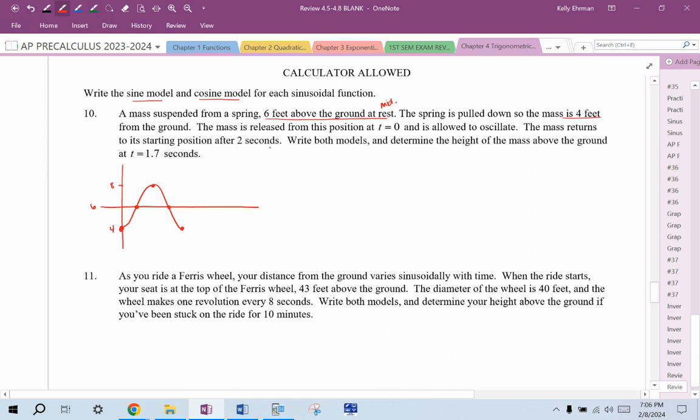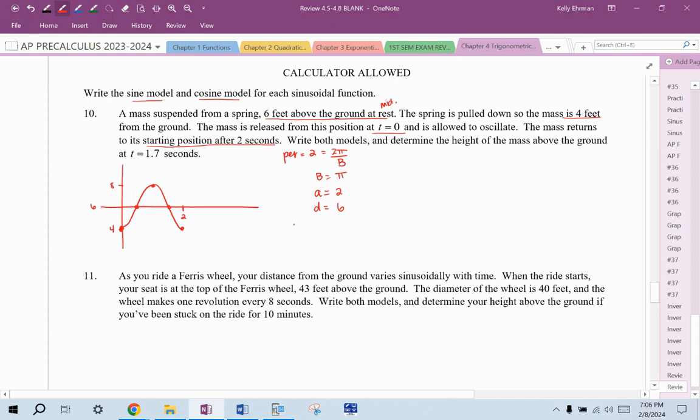Let's see. So we did that, released at 0. The mass oscillates. The mass returns to its starting position after 2 seconds. So its starting position was down here. That's the period. The period is equal to 2. And that's equal to 2 pi over b. So we solve for b. 2 pi divided by 2 is pi. So we've got a value for b. We also have a value for a. We can see a. It's 2, and we can see the midline is 6. So the only thing left is the phase shift.